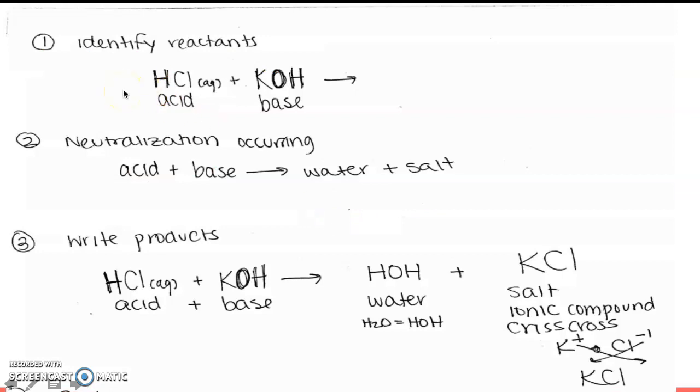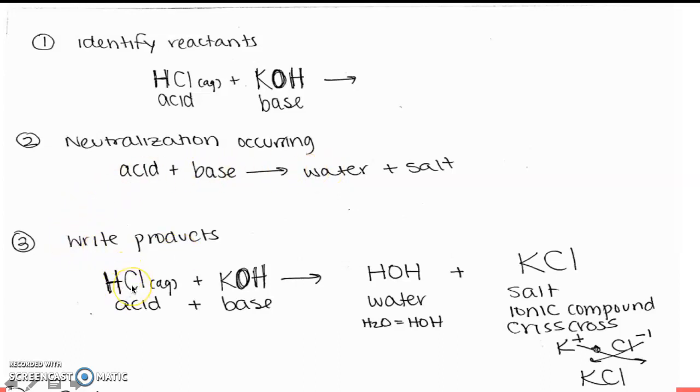Alright, so first, we're going to identify the reactants. We, again, have an acid plus a base, like I just said. We're going through a neutralization reaction. When you realize there's a neutralization reaction occurring, again, our products are always going to be a water and a salt. So now we're going to write our products.